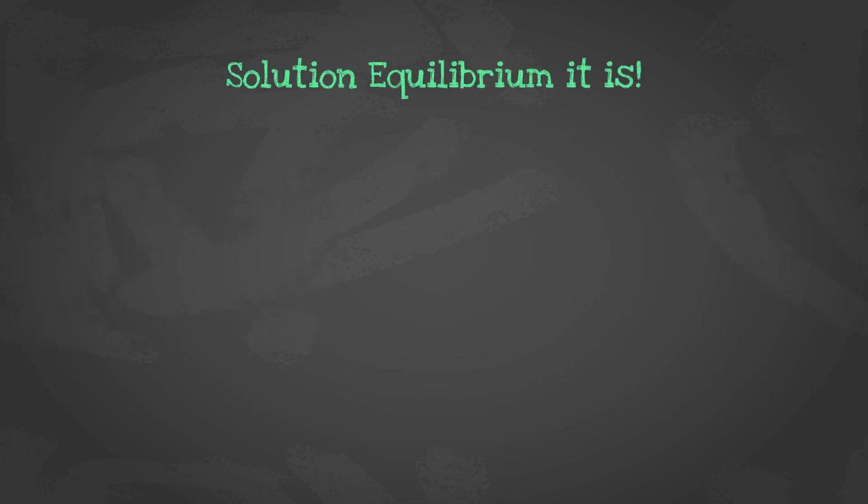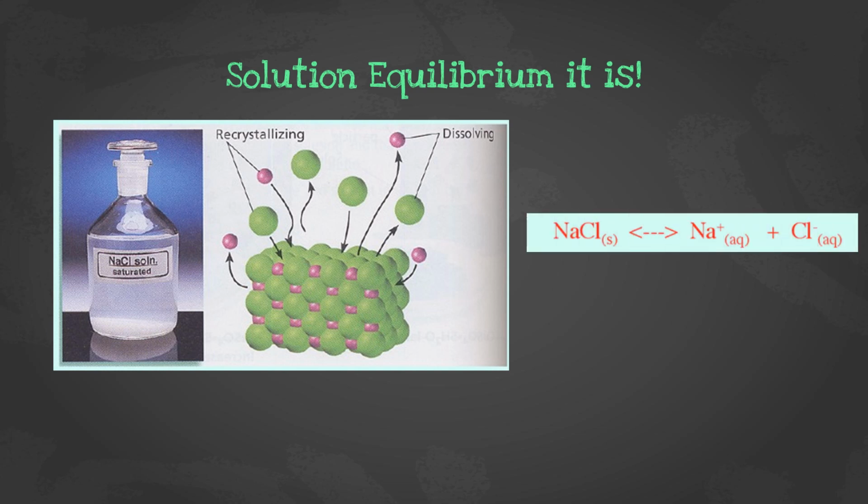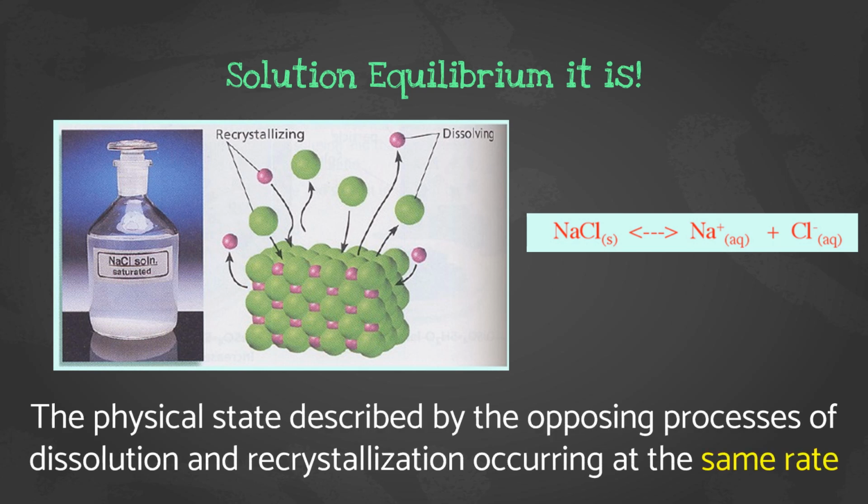And believe me guys, these physical states are opposing processes, especially occurring in a saturated solution, but they can occur at the same rate when the solution is at equilibrium. This is designated by the double arrowhead in the reaction of sodium chloride dissociation to sodium ion and chloride ion in aqueous solution.